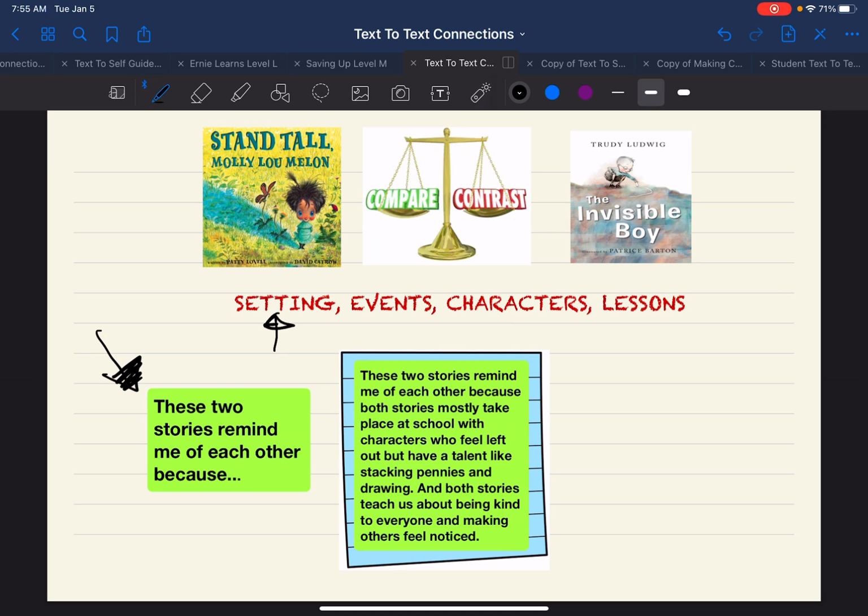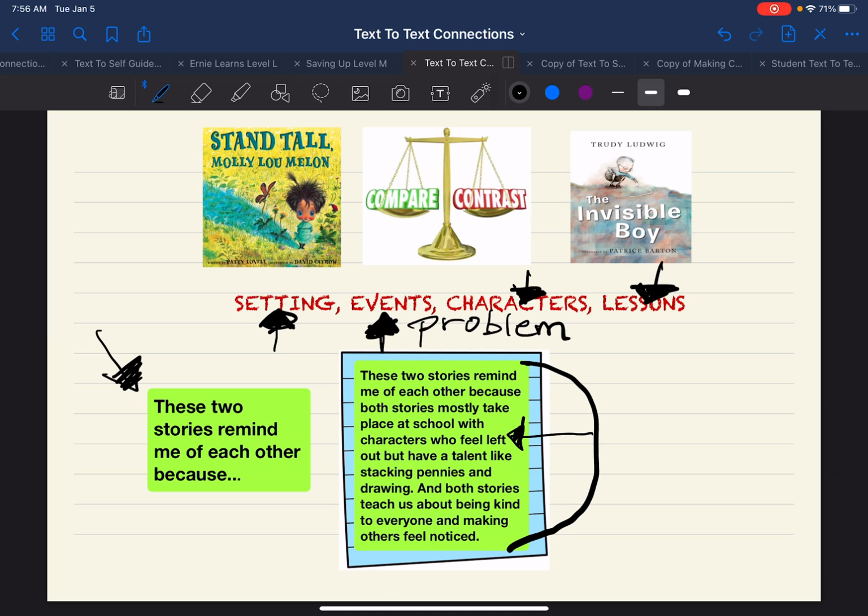So I compared the setting because I noticed those were similar. I noticed an event, things that were happening and that built on each other in the story. And part of this would also include a problem. One of the problems in the story was similar. I told you that they felt left out, and that is part of the problem. I talked about each character and the lessons for us as readers that we take away from the characters. All of that in 2 to 3 complete sentences. And sentences that make sense, readers.